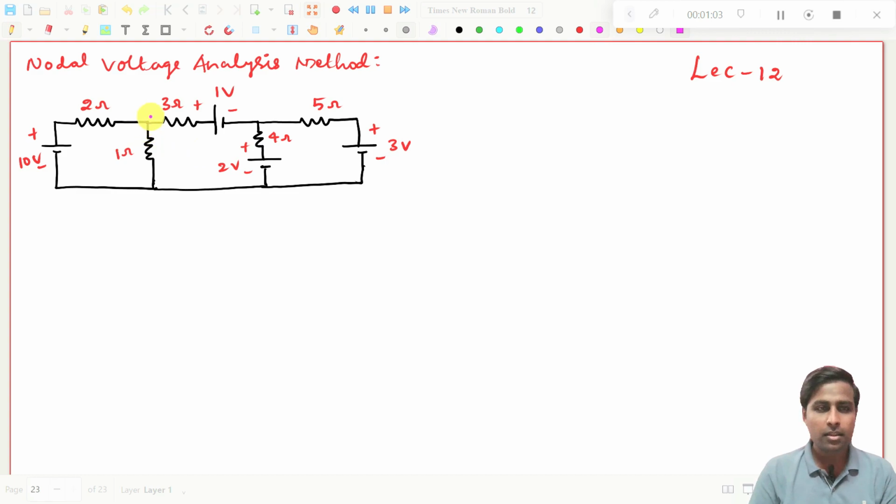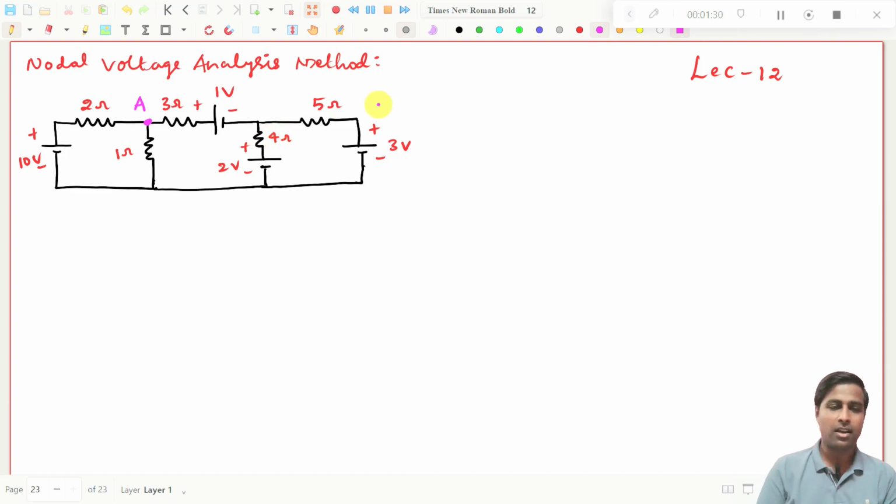See this one, this is one node. See, there are three branches connecting at a junction. So what you do, you assume this as A. Let it be A or 1 or 2. That depends on whatever the notations you are taking. So you see again this point, there are three branches again. 1, 2, 3 branches are connecting. So what you do, you just assume this as B.